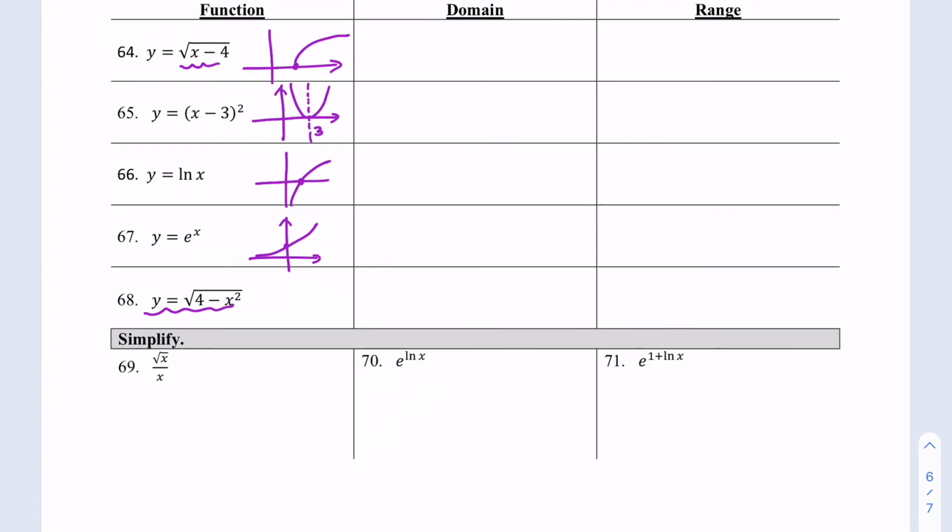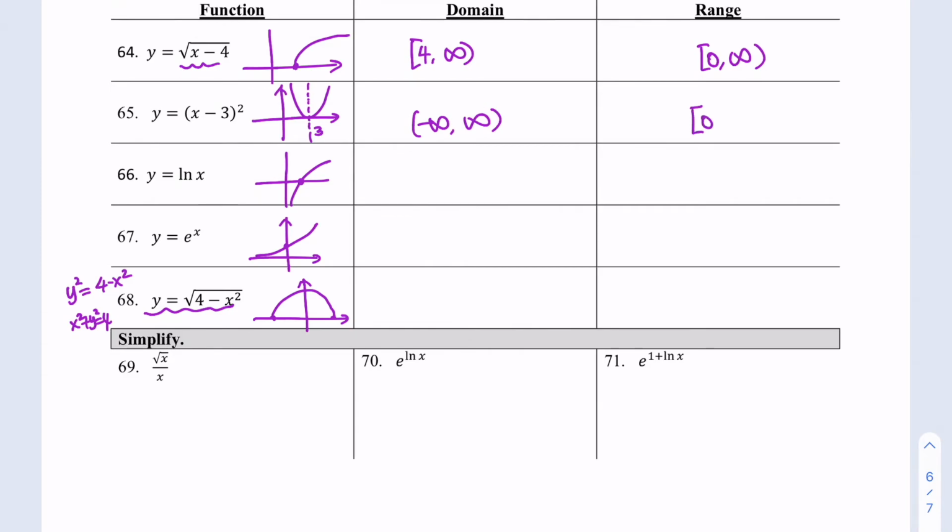If we square both sides, we have y squared equals 4 minus x squared. Basically, x squared plus y squared equals 4. It's a circle. However, y has to be positive, so it's only the semicircle on top of the x-axis. So the domain here, 4 to infinity. Range, 0 to infinity. Domain here, negative infinity to positive infinity. Range, 0 to infinity. Domain, 0 to infinity. Range, all values. Domain, negative infinity to infinity.